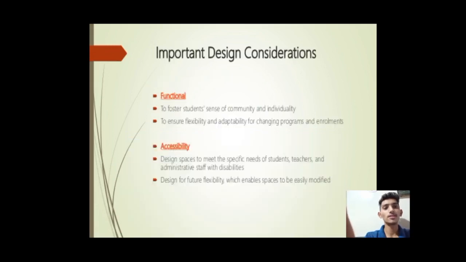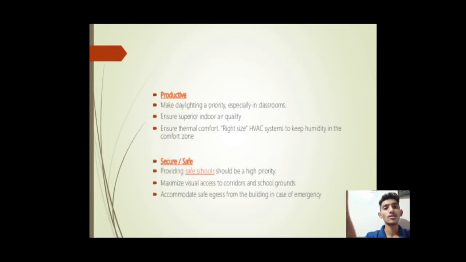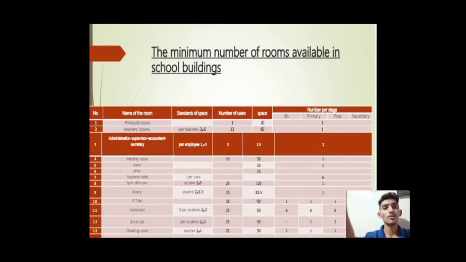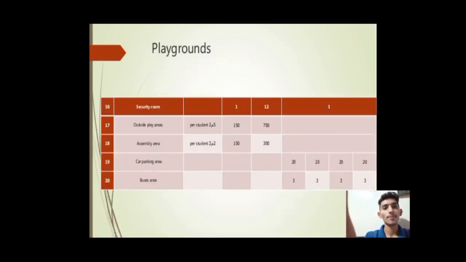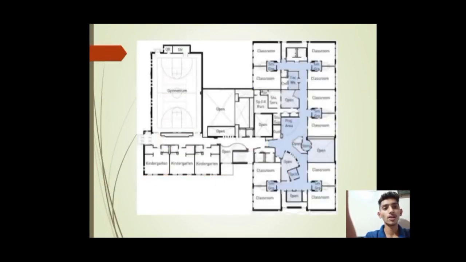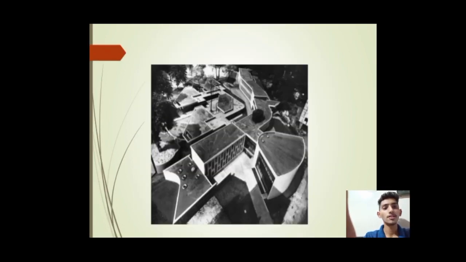Important design and consideration: function, assembly, protected, secure and safe, sustainable. Now the minimum number of rooms available in buildings are shown in these downward images, and playgrounds also. Layouts: last one are the school floor plan. We can see here the floor plan and the classes. Next one is the school structure, and we can see here the model.